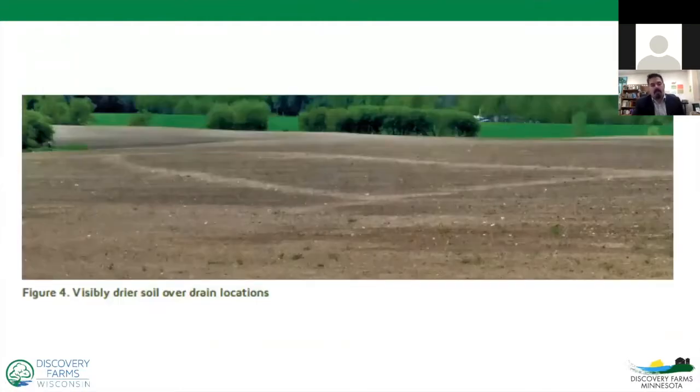Here's a nice photo. Of course, I'm only showing photos of things that are clearly shown here. It may not always show up in your field, but one thing to look for is these really dry conditions, where you can really make out where the tile drains probably have been installed in this field under bare soil conditions. You can pick that up.